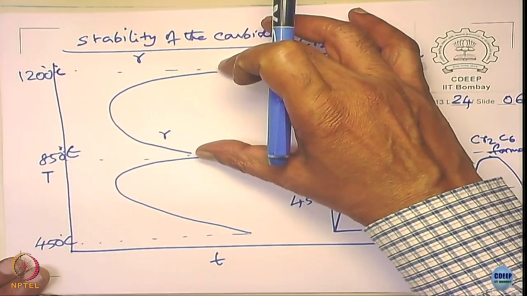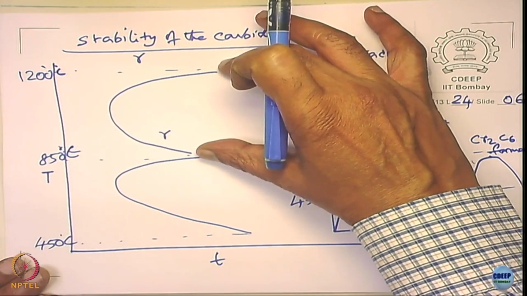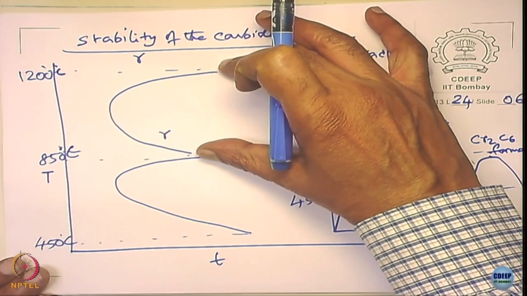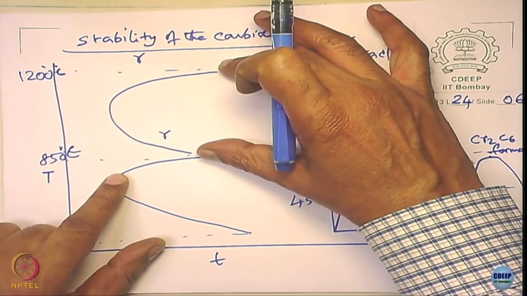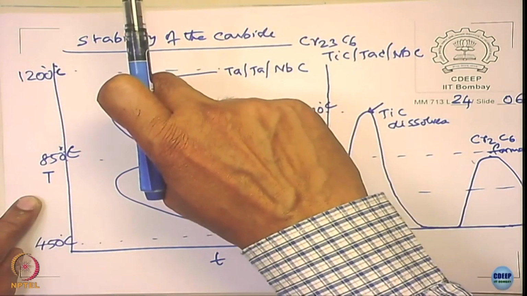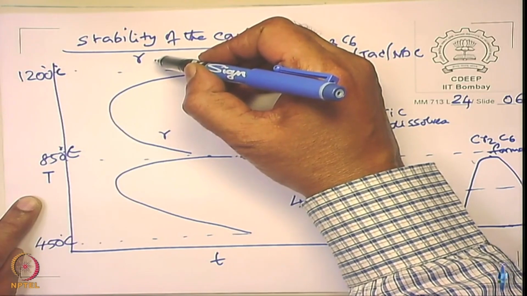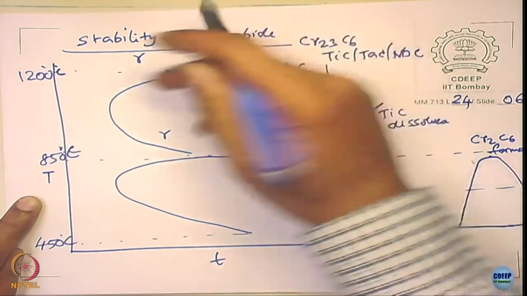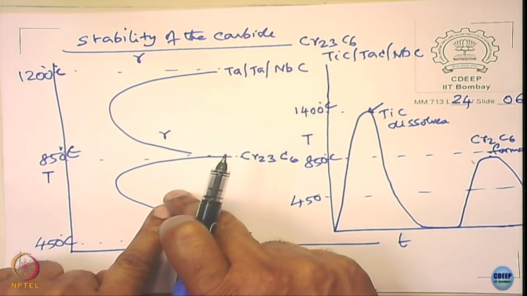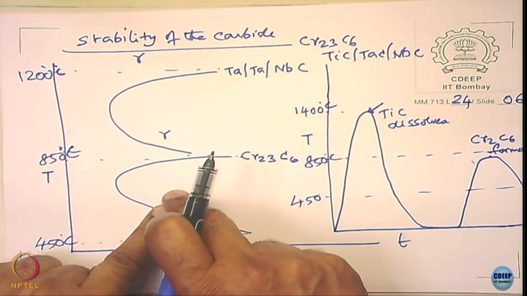See, if you hold the stabilized grade stainless steel at this temperature, what is the likely phase formation? Only titanium carbide forms, chromium carbide does not form. For some reason, if I do not hold here, I first take it to this temperature, I hold it here, I dissolve all of them, then I bring it to this temperature, what will happen? Chromium carbide will form, sensitization will occur.